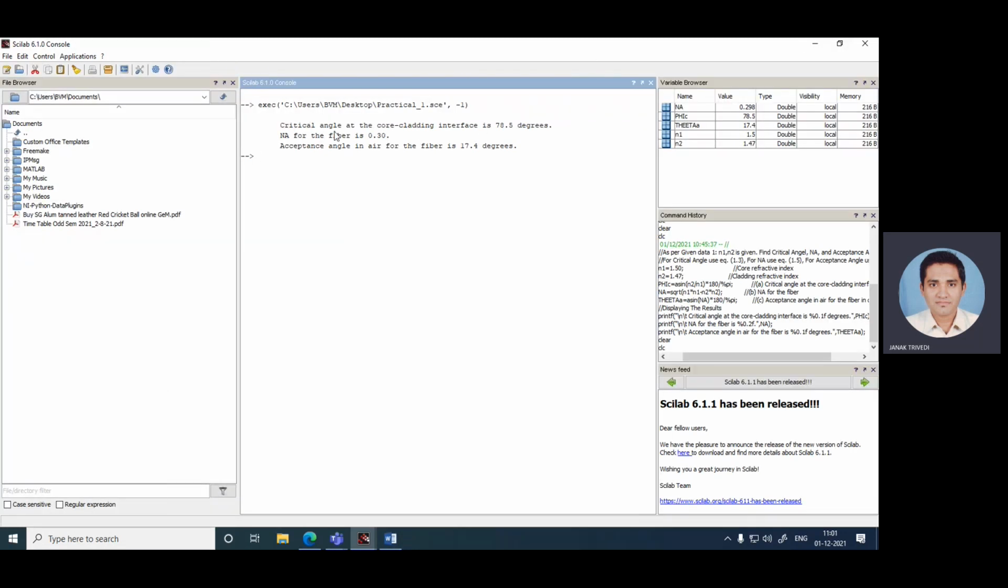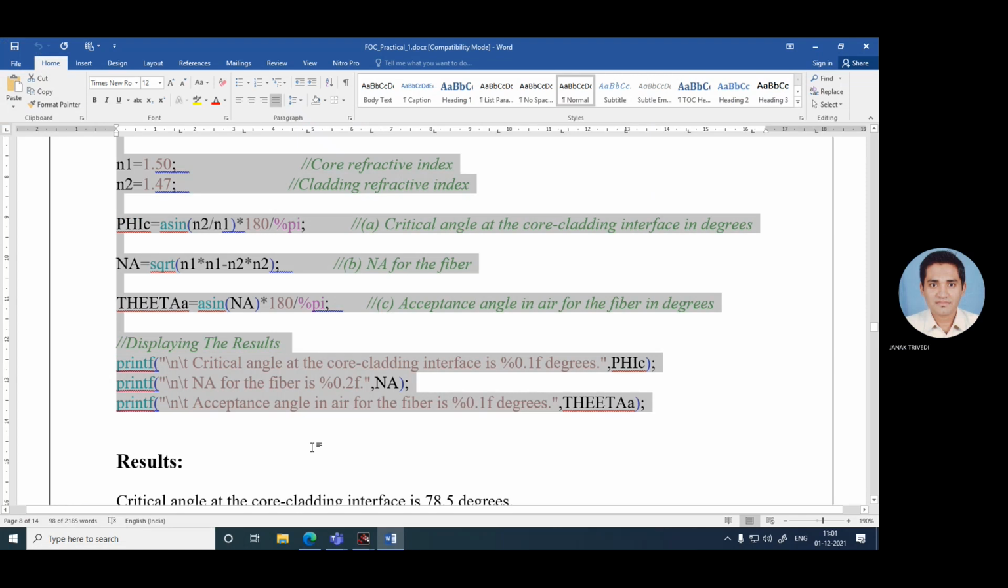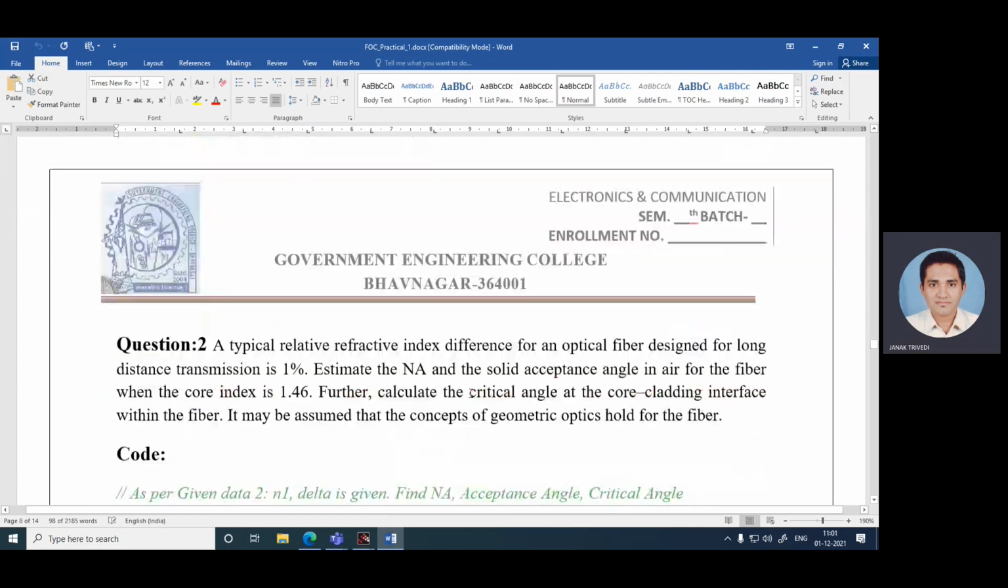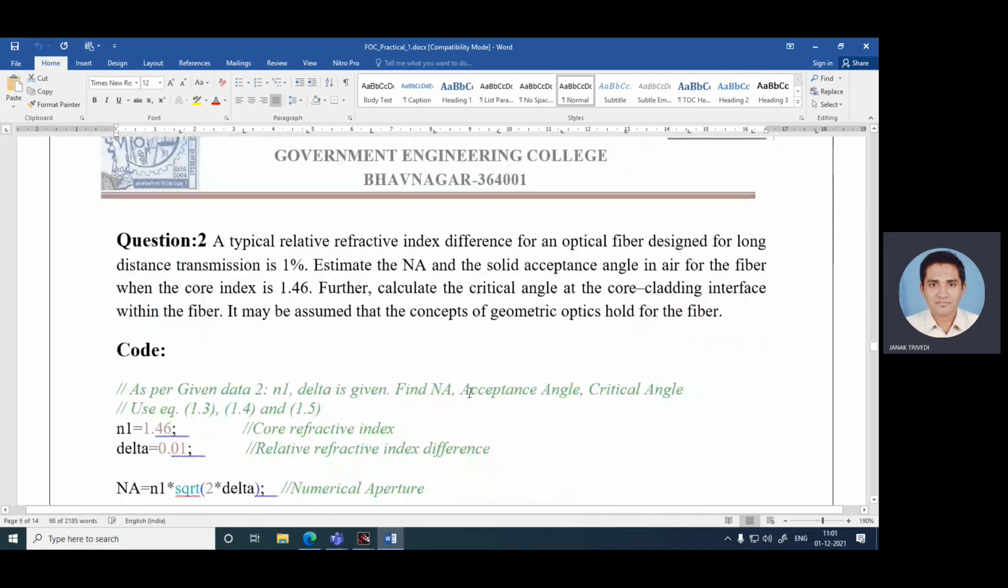Okay, so this is the execution of the critical angle, then numerical aperture and acceptance angle in air for the fiber. This is the result. Then the second example: a typical refractive index difference delta for an optical fiber designed for long distance transmission is 1%. Estimate the numerical aperture and the solid acceptance angle in air for the fiber when the core index is 1.46, it means n1. Further calculate the critical angle at the core cladding interface within the fiber, and it may be assumed that the concept of geometric optics holds for the fiber.